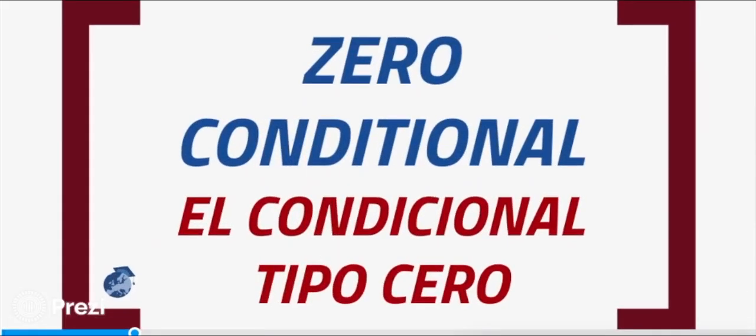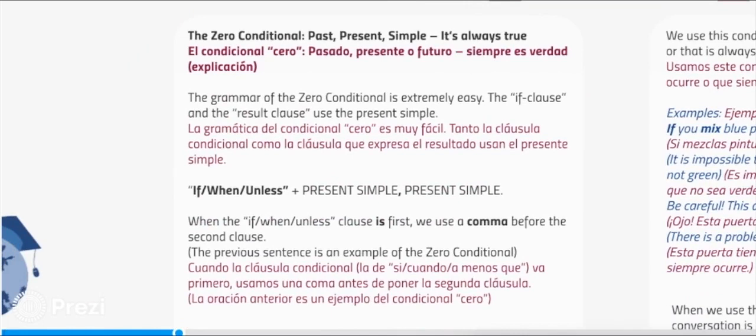The zero conditional. The zero conditional, past, present, future, it's always true. The grammar of the zero conditional is extremely easy. The if clause and the result clause use the present simple. If, or when, or unless, plus the present simple, comma, the present simple.